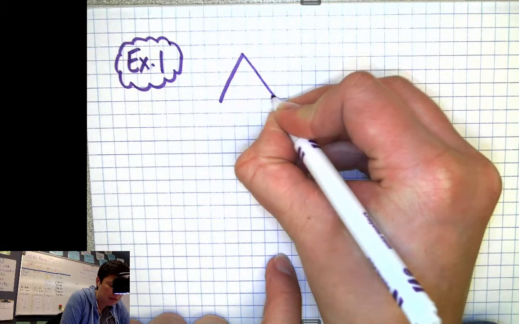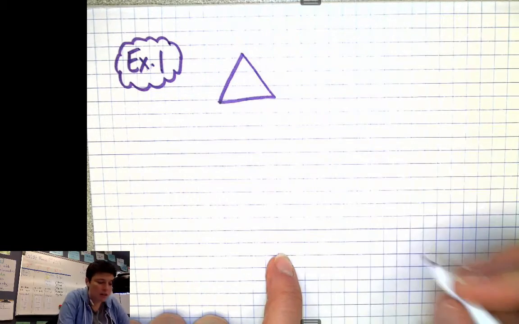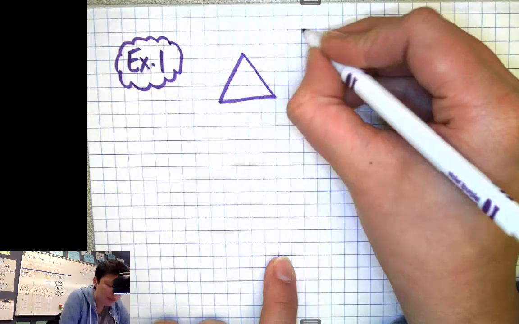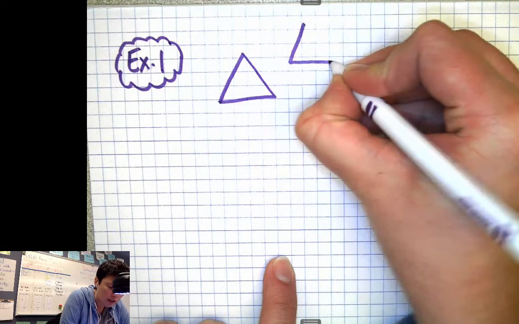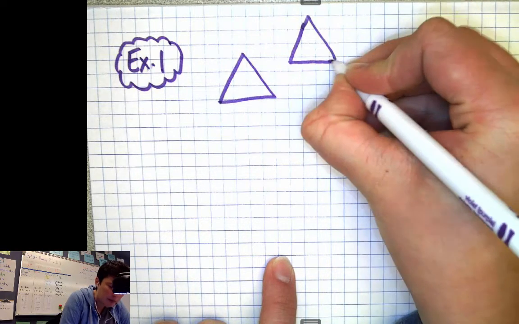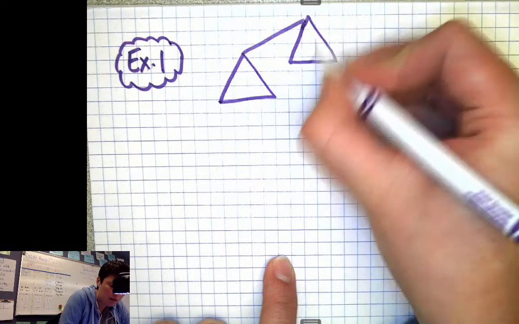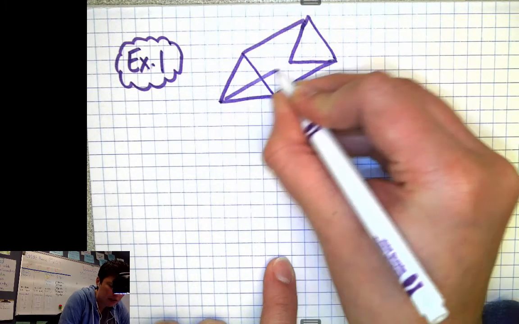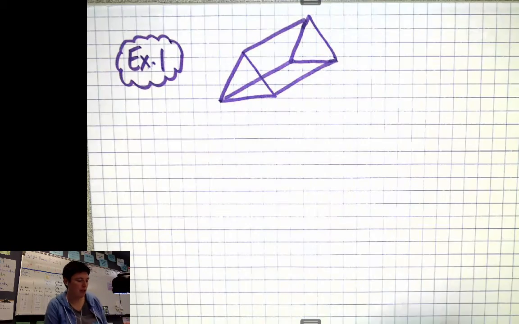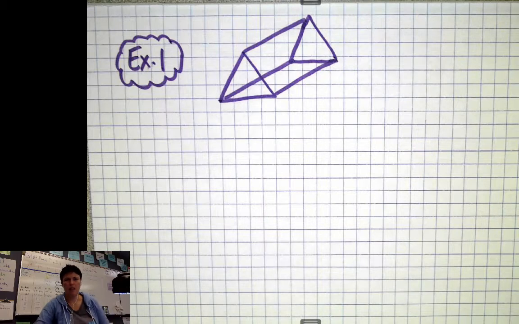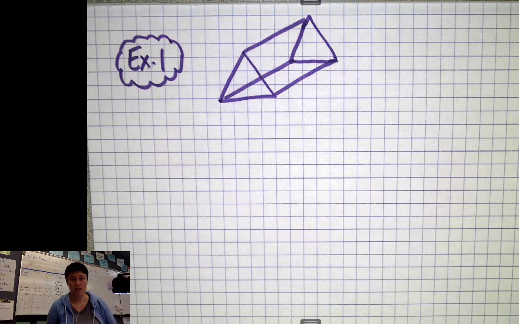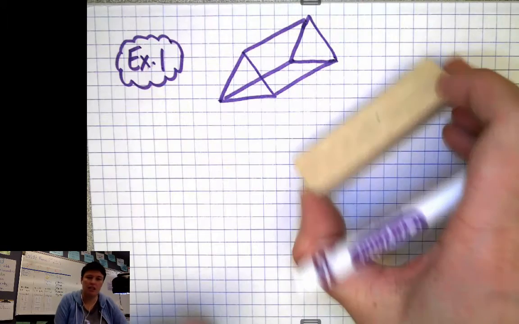face, something like this. And then behind it, I'm going to have basically a matching triangle, I hope. And I'm going to connect all of my corners. Kind of looks like a tent or something. Something like that. So this is definitely a prism because it has a matching triangular face on the front and back.